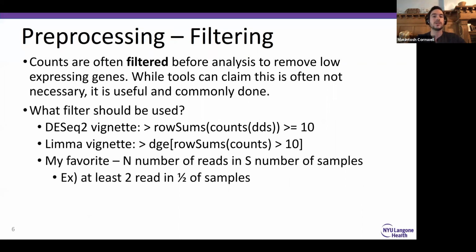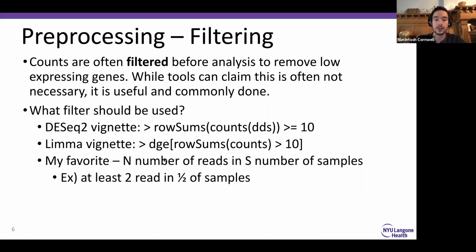So first, you're going to want to filter out low expressing reads. Now, this can be done in a number of ways, and there's not really a right way to do it. You'll see here I mentioned that in two of the tools we'll be mentioning, DESeq2 and limma, in their vignettes, they both have this kind of arbitrary count of 10, as in if there's at least 10 counts of that gene across all your samples, it's okay.